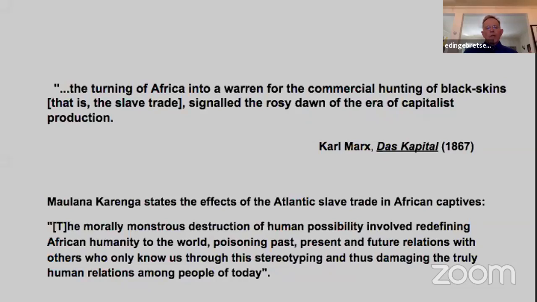Maulana Karenga, whom we may know as the founder of Kwanzaa, he writes, the morally monstrous destruction of human possibility involving redefining African humanity to the world, poisoning past, present, and future relations with others who only know us through the stereotyping and thus damaging the truly human relations among people today. The question of the narrative is important, and who's telling the story and what story is being told and for what profit.